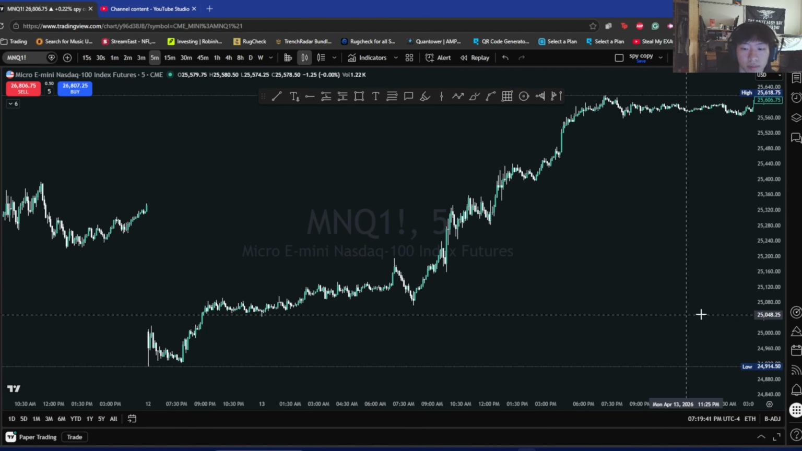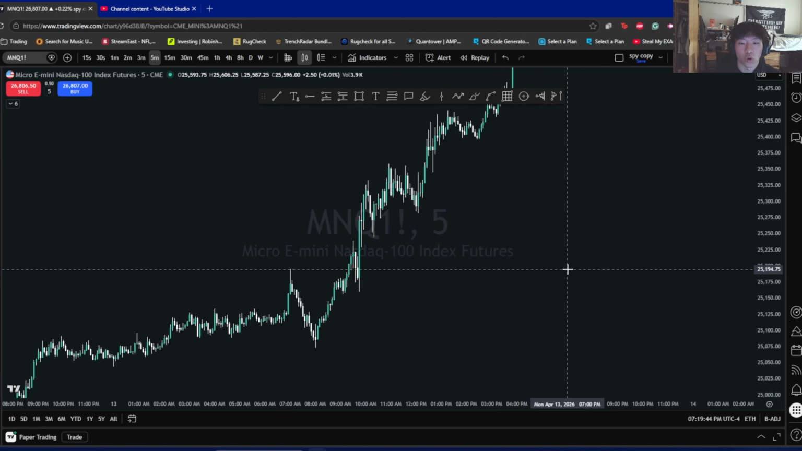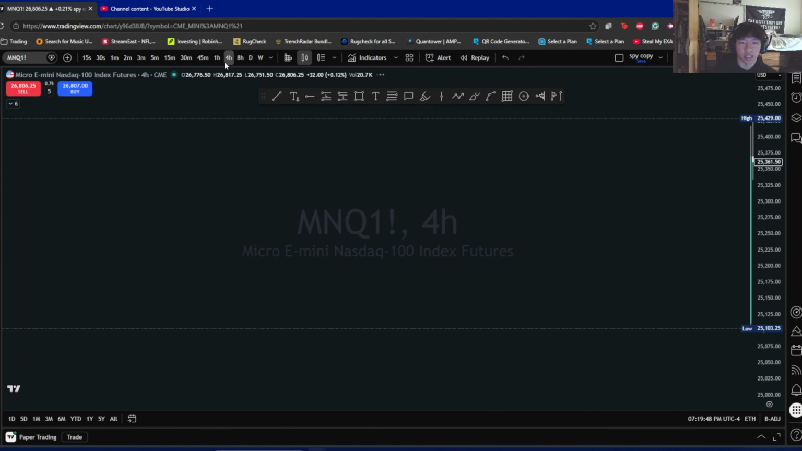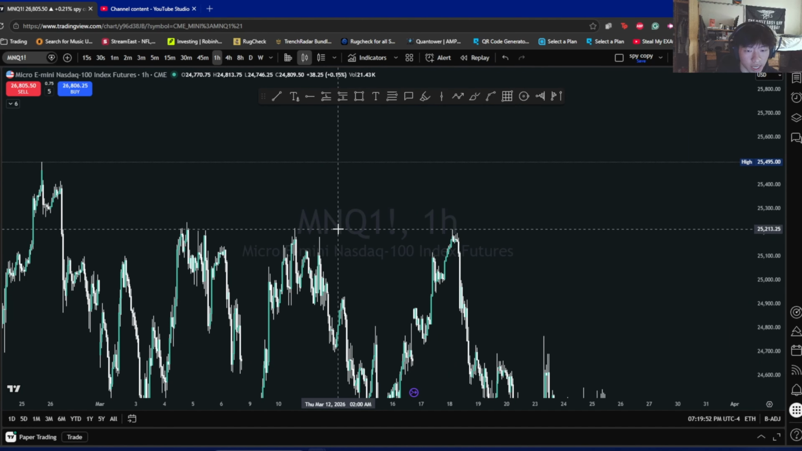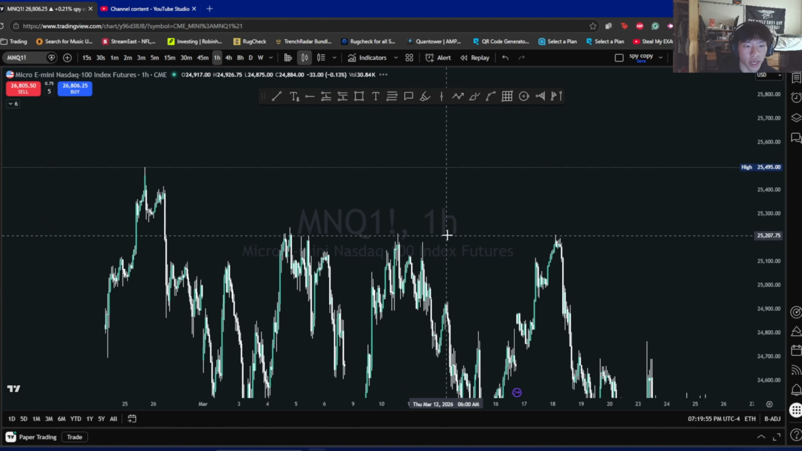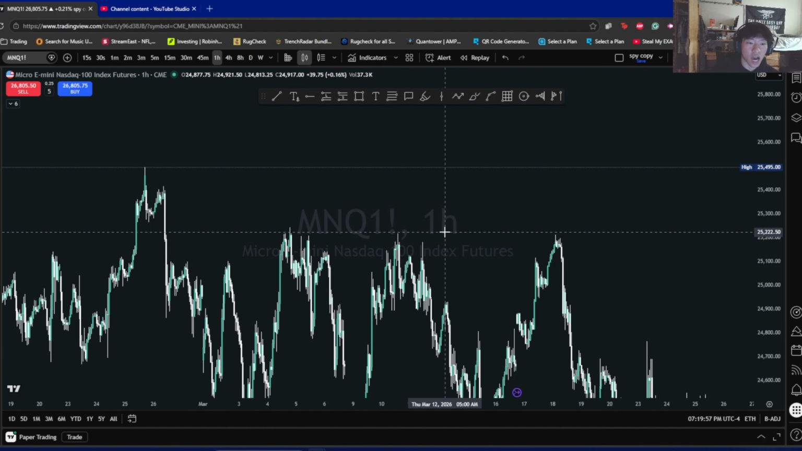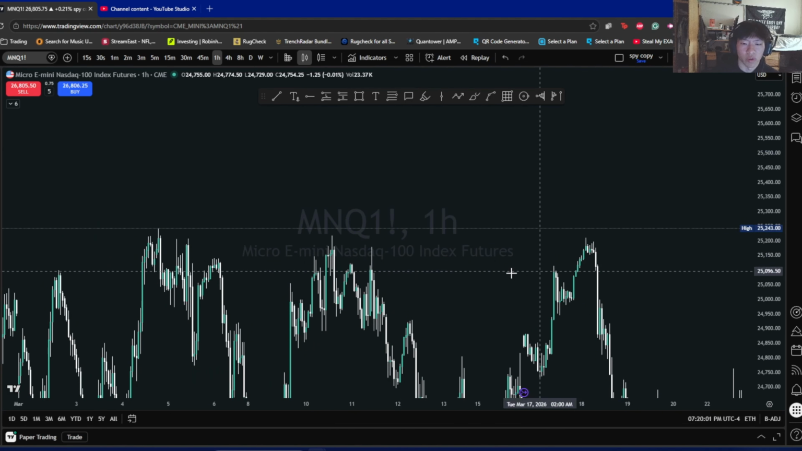Anyway, we are going to be going over rejection blocks. I love rejection blocks. This is a concept by ICT. Powell loves rejection blocks if you know who he is. Rejection blocks, what are they? How do we use them? This is how you get high RR, high RR, decent win rates.